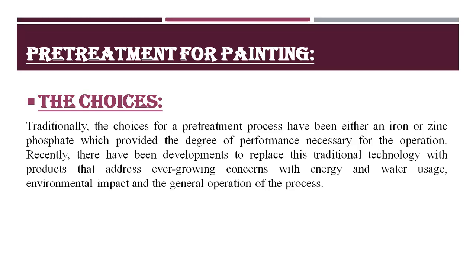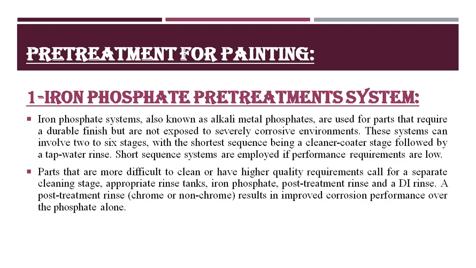The first process is the iron phosphate pre-treatment system. Iron phosphate systems, also known as alkali metal phosphate, are used for parts that require a durable finish but are not exposed to severely corrosive environments.